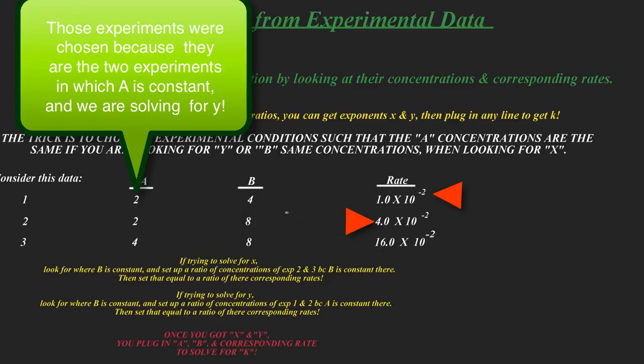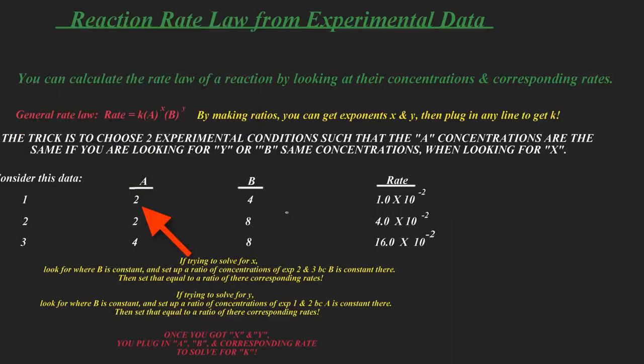At that point, once we do that, we can either plug in 2 for A, 4 for B, and this rate for that equation right here, the rate equation, or 2, 8, and this rate, or 4, 8, and that rate. They all should give you the same value for k. Then once you got k, you got your overall rate equation, the rate law. Alright? It'll make more sense when you see it in action.